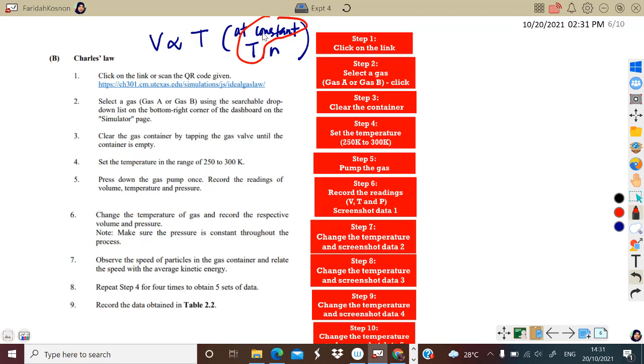Mole tu memang constant lah. Maksudnya daripada simulator. Okay, as usual, maksudnya sekarang ni kita akan gunakan the same simulator. Alright, okay, saya akan tunjukkan satu contoh macam mana nak guna untuk Charles' law. So, I hope you can follow.